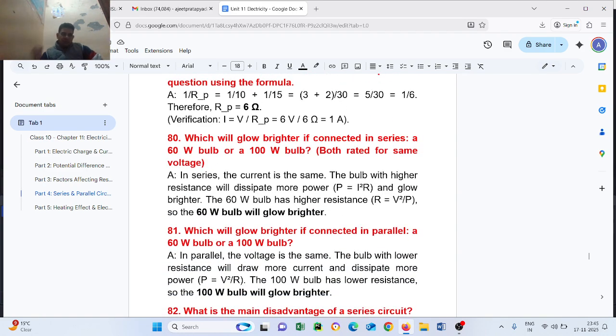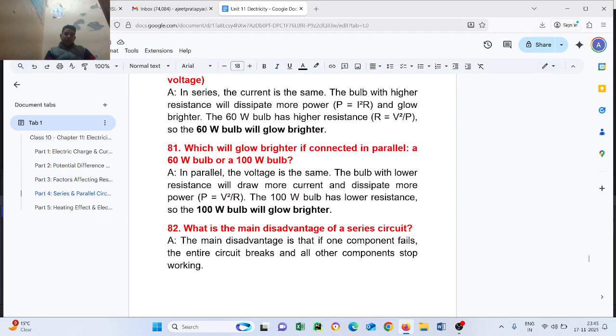Question number 80. Which will glow brighter if connected in series, a 60 watt bulb or a 100 watt bulb, both rated for the same voltage? In series, the current is the same. The bulb with higher resistance will dissipate more power, P equal to I square R, and glow brighter. The 60 watt bulb has higher resistance, R equal to V square upon P. So the 60 watt bulb will glow brighter.